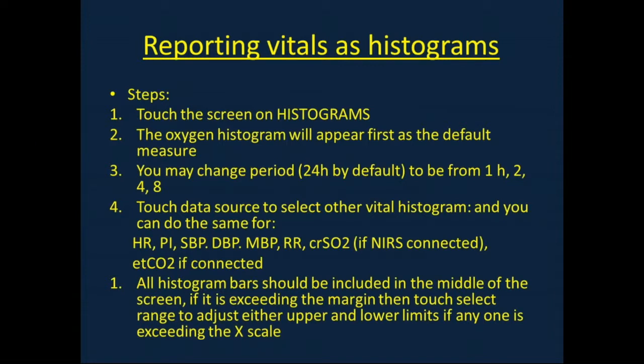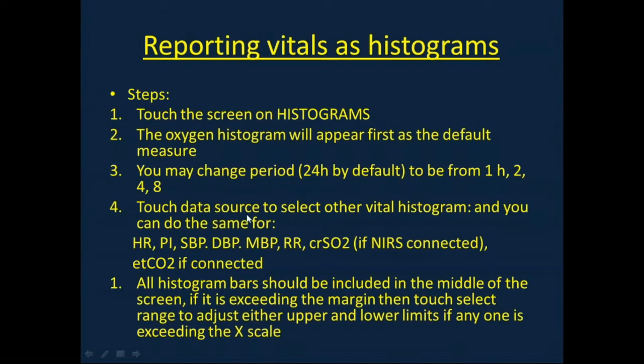Reporting vital signs as histograms. Steps can be done easily at the bedside. First, you can touch the screen on the histogram button, and then by default the oxygen histogram will appear first, and you may change the period of time that you need to assess by histograms. It can be 24 hours by default, but you can change that to 1 hour, 2 hours, 4 or 8 hours.